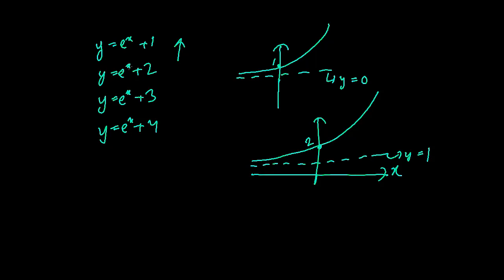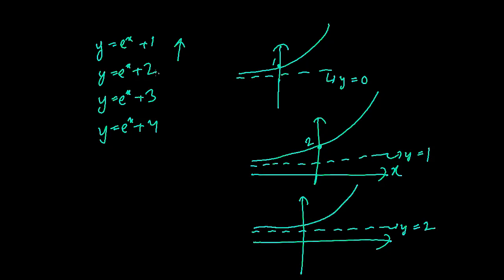Similarly, if you have y equals e to the power x plus 2, whatever is added here, that is the asymptote. So this is going to be the asymptote. So y equals 2 is the asymptote, and it has been raised by 2 units. So previously it went through 1, so this is going to be 3.